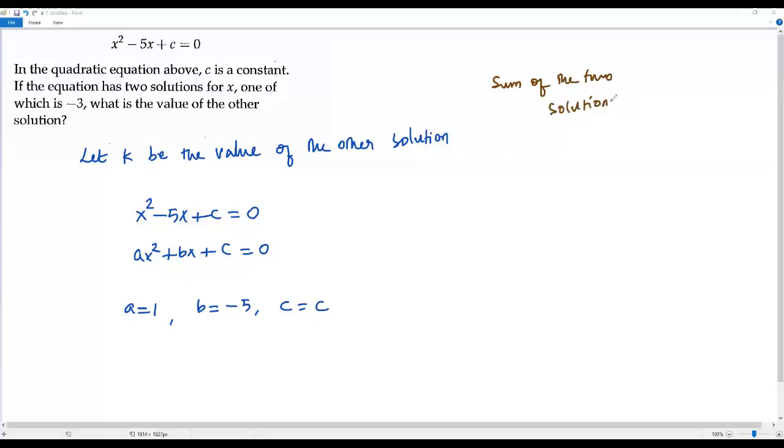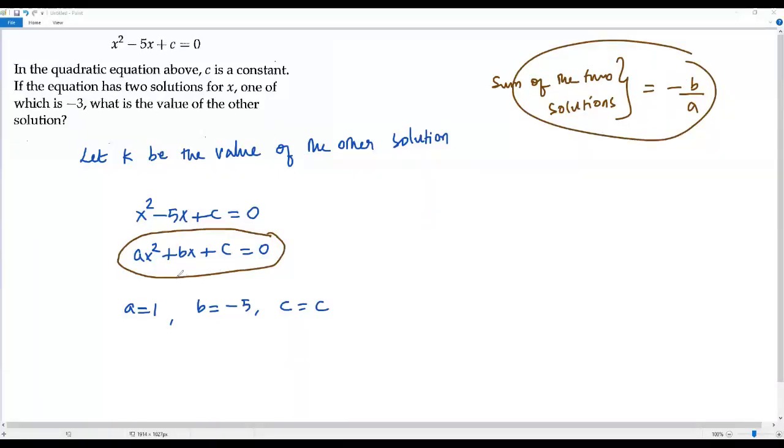There is a formula to find the sum of the two solutions of a quadratic equation. That is negative b over a. This formula will work only if the given quadratic equation is in the form ax square positive bx positive c equals to 0.